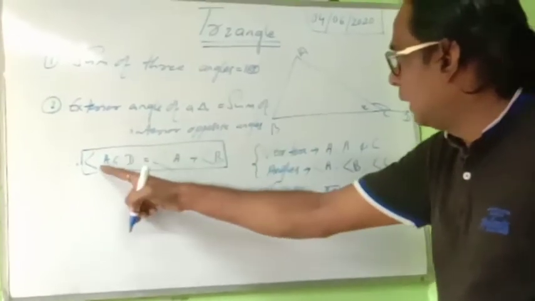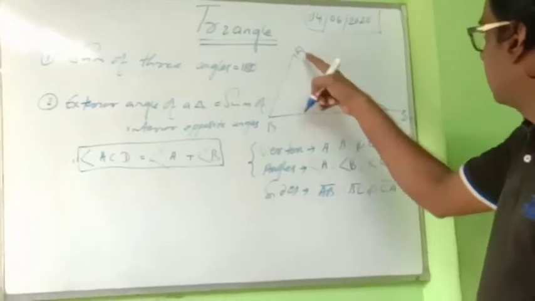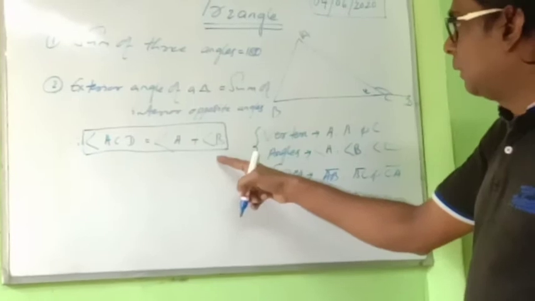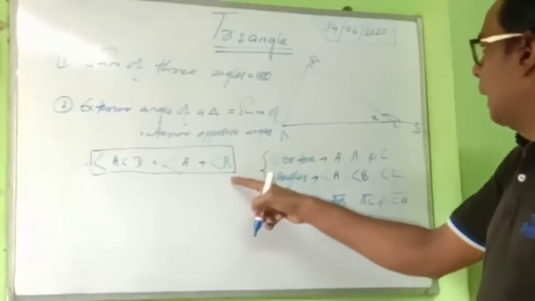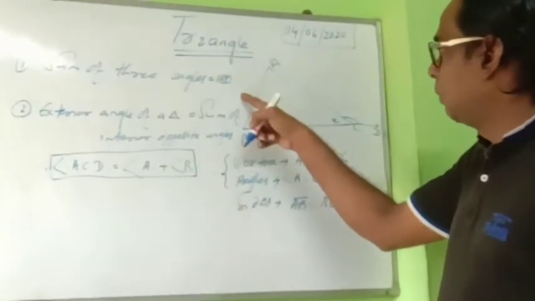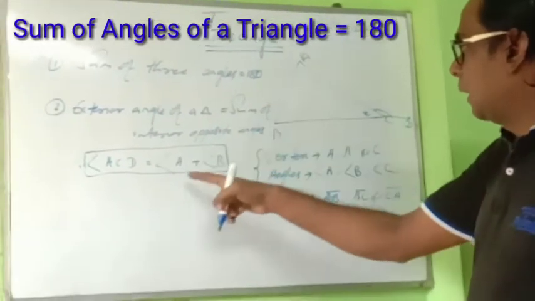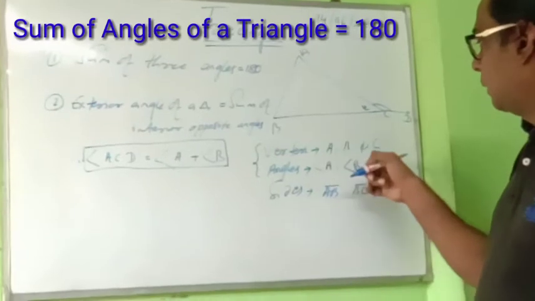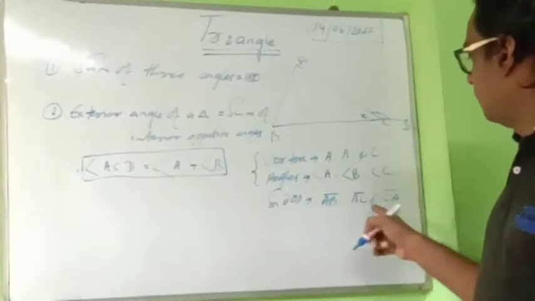Therefore, I have written here angle ACD. What is the name of this angle? Angle ACD is equal to angle A plus angle B. This is the property of a triangle. The sum of the angles of a triangle is equal to 180 degree. The exterior angle of a triangle is equal to the sum of the interior opposite angles. The triangle has three vertex, three angles and three sides.